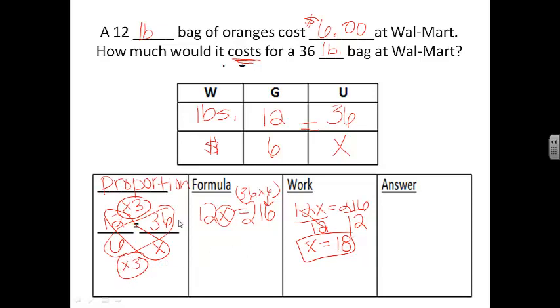So sometimes, guys, you can use a scale factor if you spot it and you say, hey, I can get a scale factor and that's easy, go for it. You don't have to cross multiply. But sometimes on the first two, you couldn't do that because it wasn't an easy scale factor. So there are two ways you can do these problems if you can. So x would equal $18. So I spent $18 for 36 pounds.